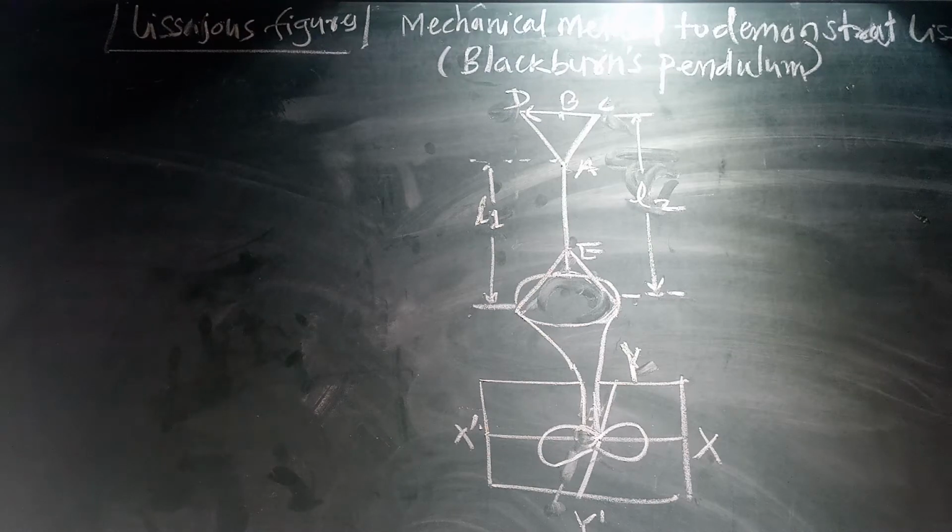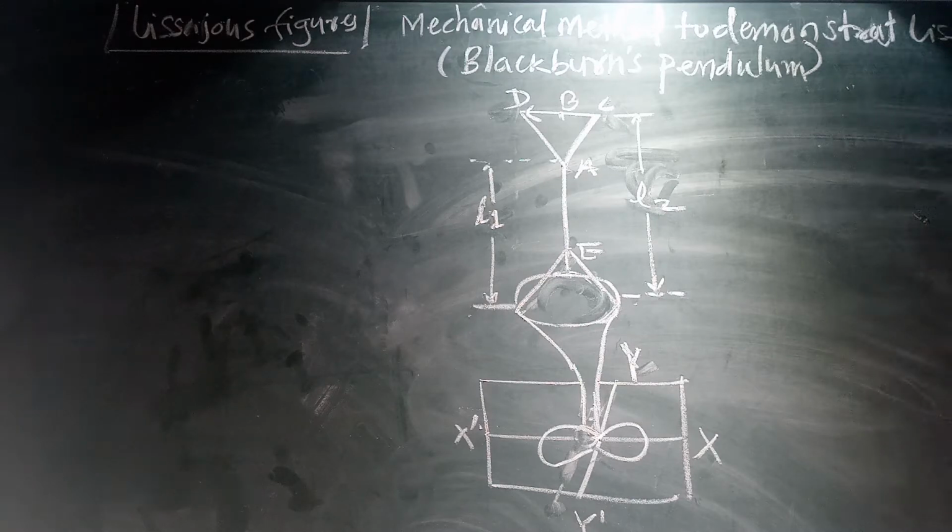Hello friends, we are going to learn the mechanical methods of Lissajous figures. How are the Lissajous figures produced? They are of three types: mechanical type, optical type, and we can have the electrical type. Before that, we have to understand the Lissajous figures. What are the Lissajous figures?